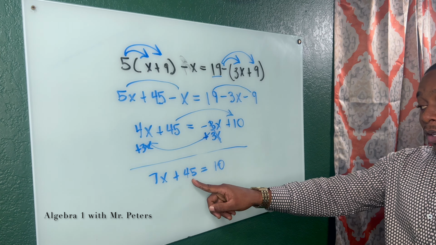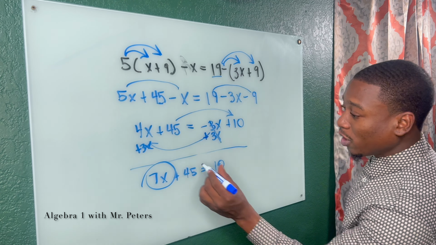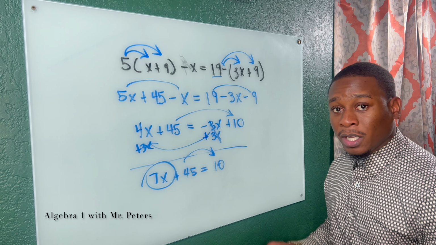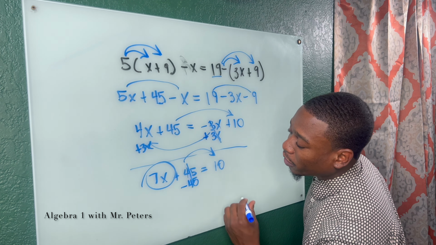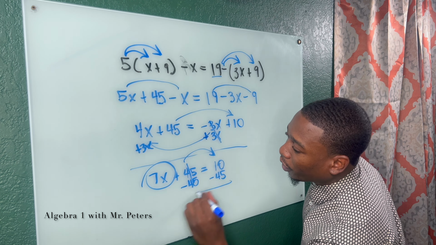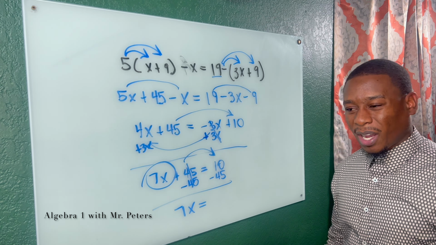We know that the constant has to be on the opposite side of this variable. So let's move it. It's positive. To get it to 0, move it to the other side, I have to subtract it. That's the opposite of addition, right? Now we have 7x is equal to 10 minus 45.